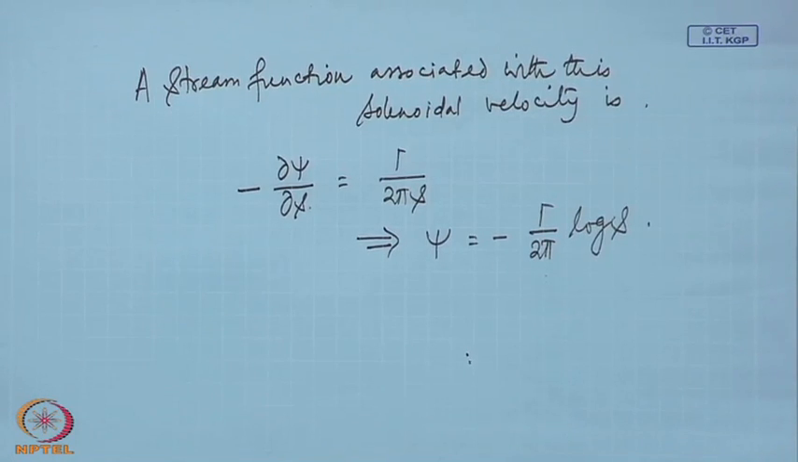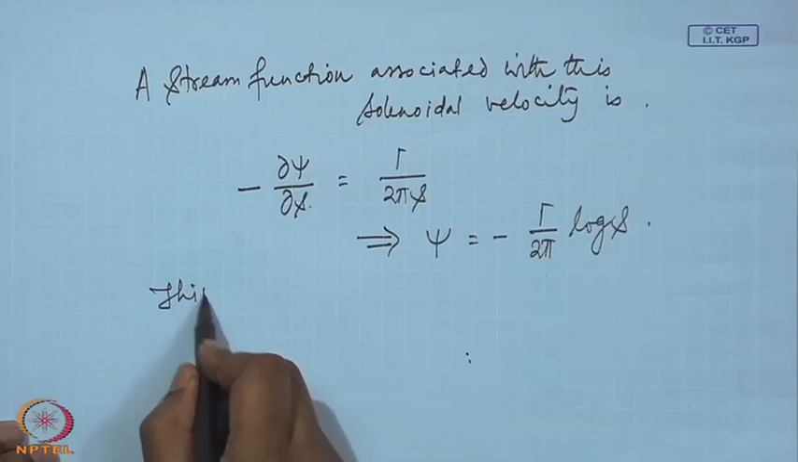And what is an infinite line vortex of uniform strength? It is a 2-dimensional point vortex. So this is often called a 2-dimensional point vortex. What we have called an infinite line vortex is most popularly called a 2-dimensional point vortex. Okay, so this is the 2-dimensional point vortex.